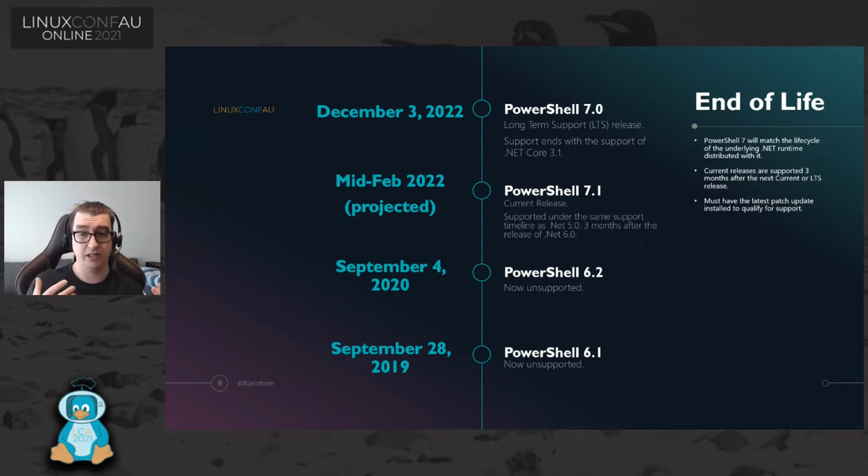So PowerShell 7 is considered a long-term servicing release, an LTS release. It's running on .NET Core 3.1. .NET Core 3.1 was released in December 2019, and it'll be supported until December 2022. So that's the time frame for PowerShell 7 support, through to December 2022.